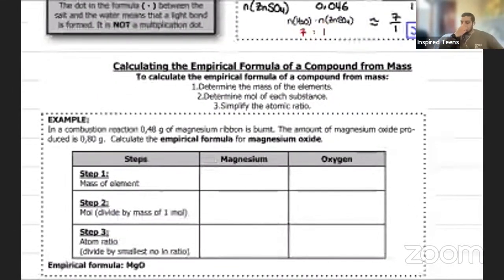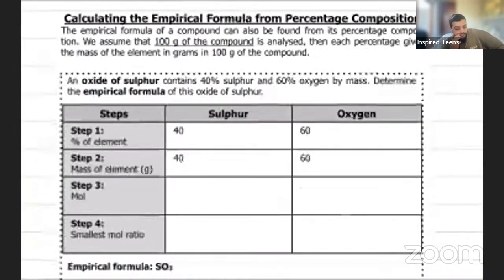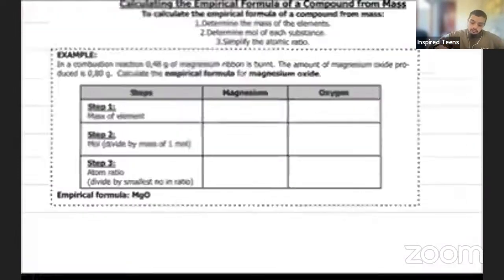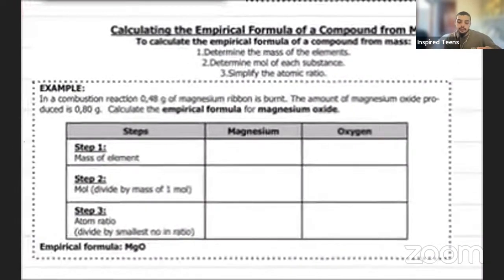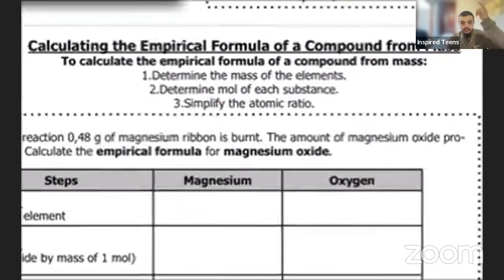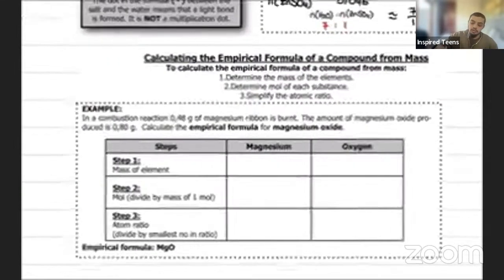Calculating the empirical formula of a compound from its mass. Calculating it from percentage composition is the more common example, right? But we can do this as well. This is possible as well, calculating the empirical formula of a compound from the mass. So it says, to calculate the empirical formula of a compound from mass, determine the mass of the elements, determine the mole of each substance, and simplify the atomic ratio.